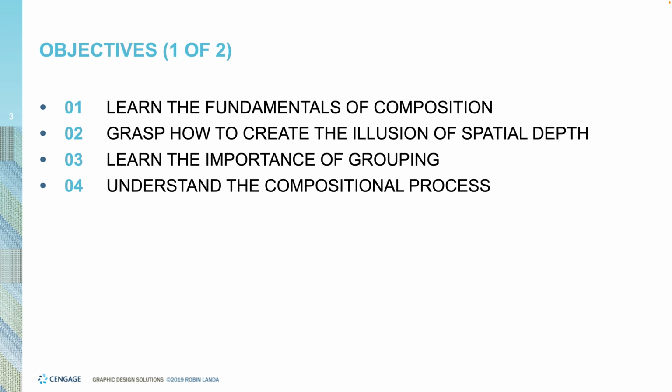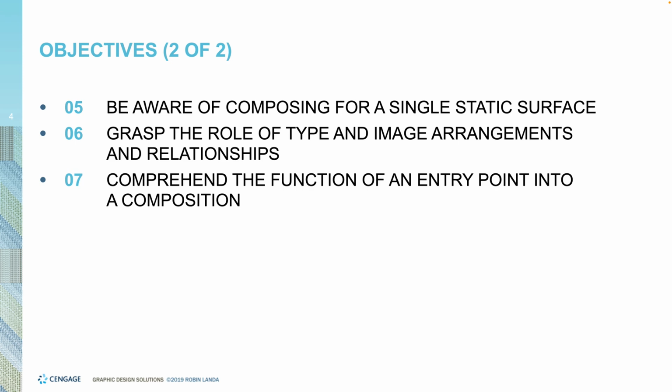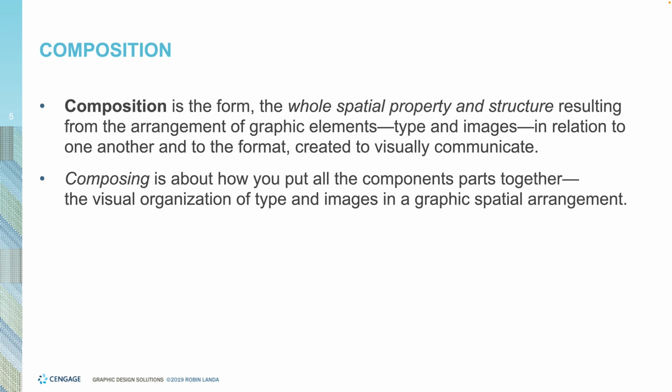So what is it you're going to go through? Remember we talk about process all the time. And with that, you're going to see that what you do as a process isn't going to be the same as everybody else. Become more aware of what you are composing. So are you composing things for a single static surface? Are we starting to deal with composing things that are going to have interactive elements to them? Things along those lines. Grasp the role of type and image arrangements and also their relationships. And lastly, look at and understand how we have an entry point into all of our designs. So how do you get into it? How do you keep people interested in what is there?